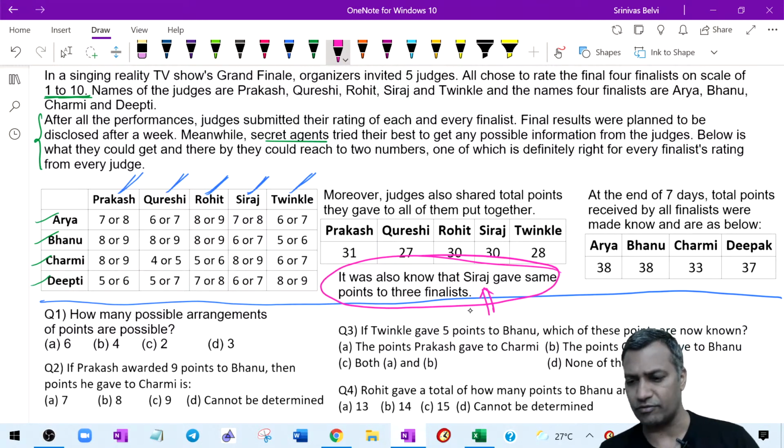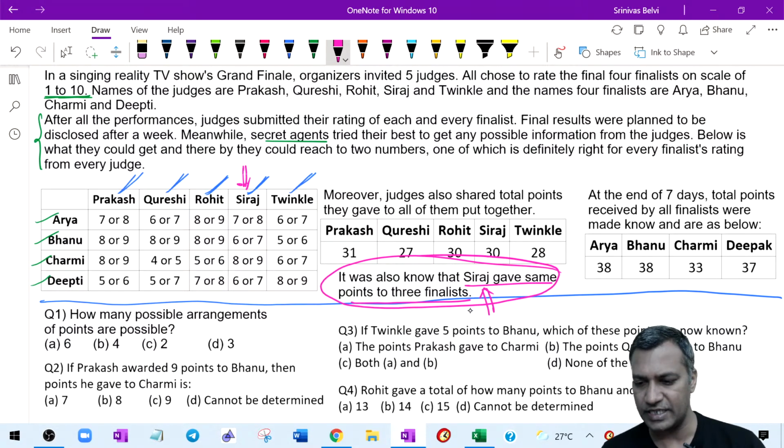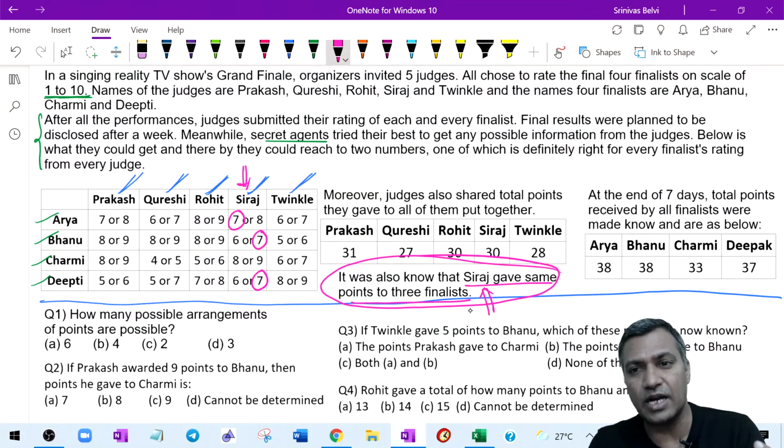You may wonder, sir, how do you know this will be the unlocking part? Of course, you have to look at the data, think about the data. Then it is given that Siraj gave the same points to three finalists. He gave three finalists the same points. There is only one number which is repeating three times, that is 7, 7 and 7. Therefore that becomes the starting point.